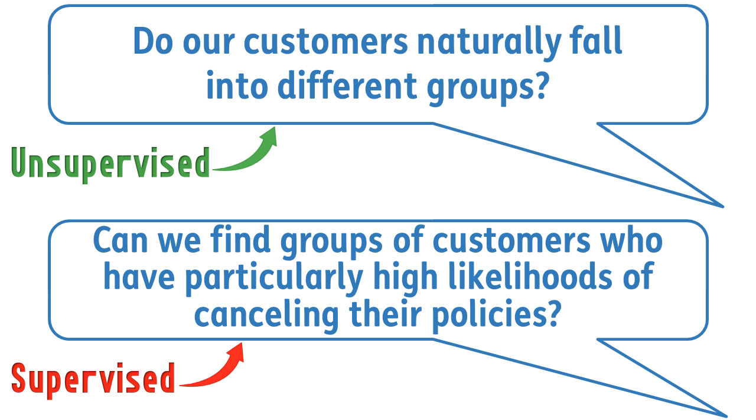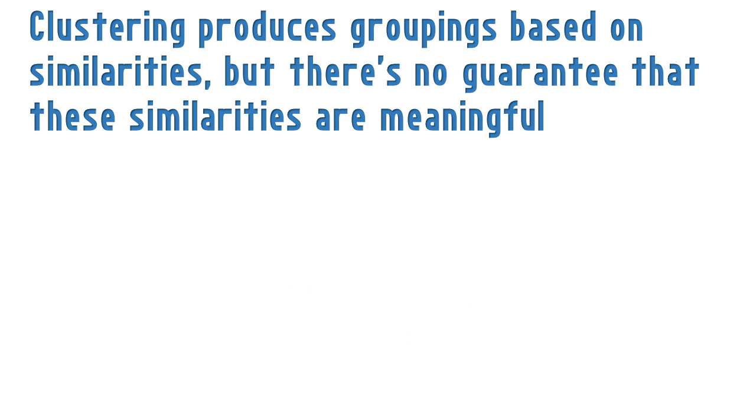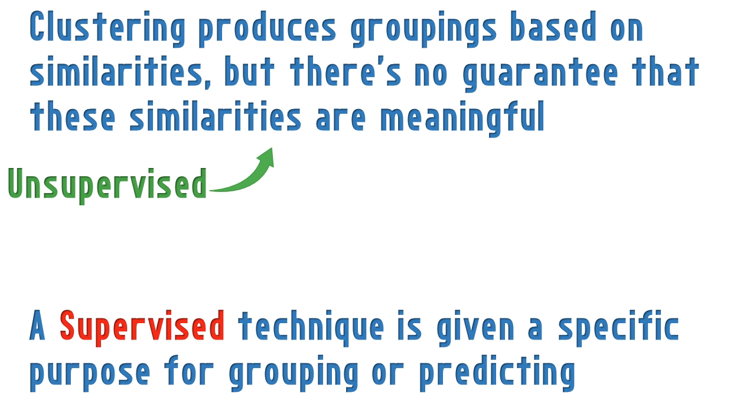Supervised tasks require different techniques than unsupervised, and the results are often much more useful. Clustering is an unsupervised task, and it produced groupings based on similarities, but there is no guarantee that these similarities are meaningful or that they will be useful for any particular purpose. A supervised technique is given a specific purpose for grouping or for predicting a target.